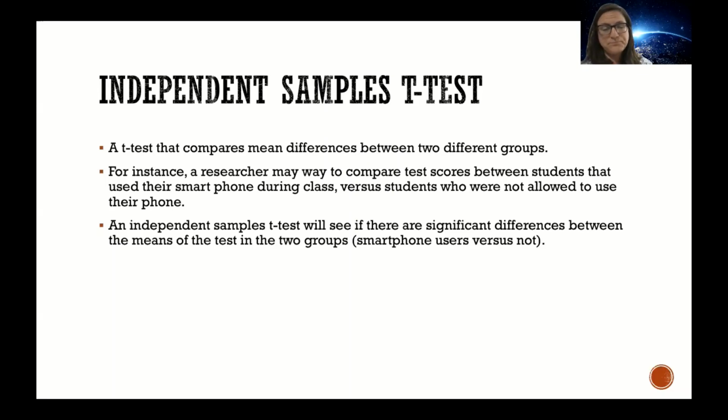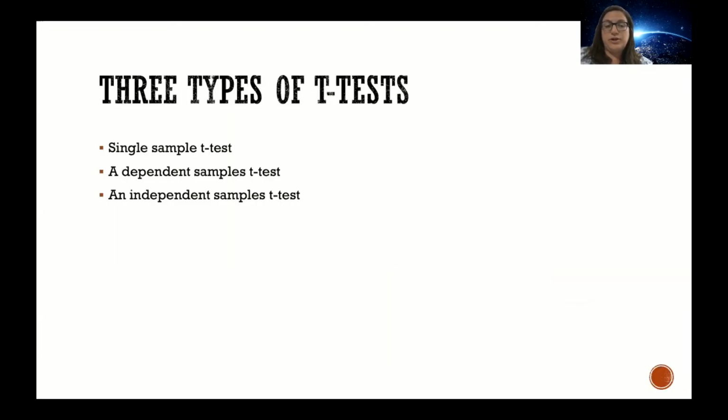So in sum, I think the biggest thing to remember when you're looking at the three different types of t-tests is that a single sample t-test is just one group that's being compared to a population. A dependent samples t-test is the same participants being measured over time, and an independent samples t-test is exactly as it sounds. It's two independent groups whose means are being compared against each other.